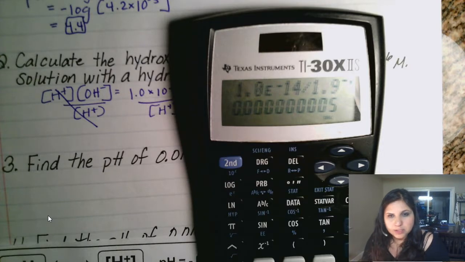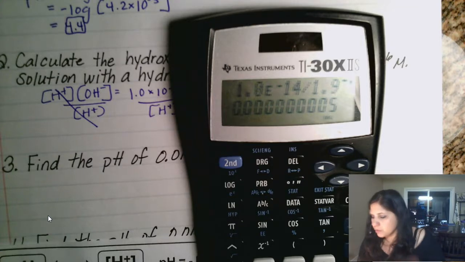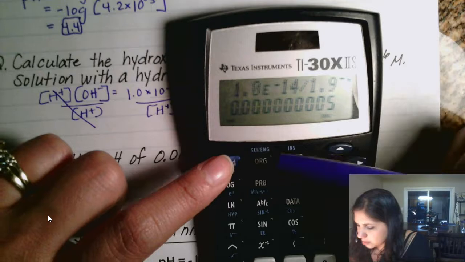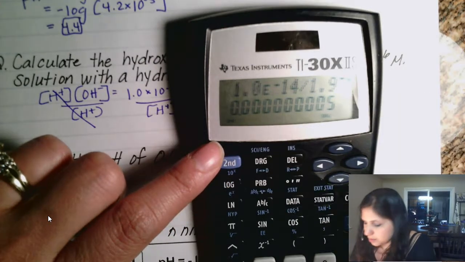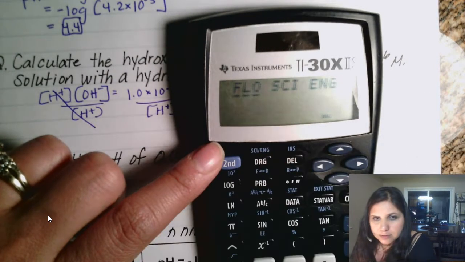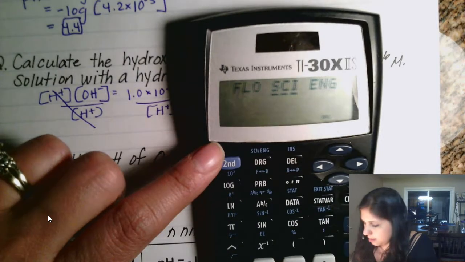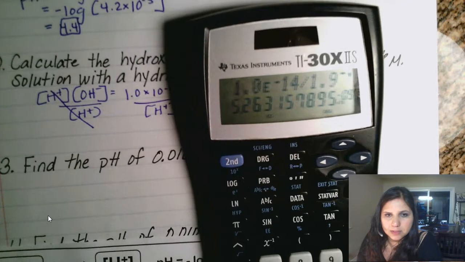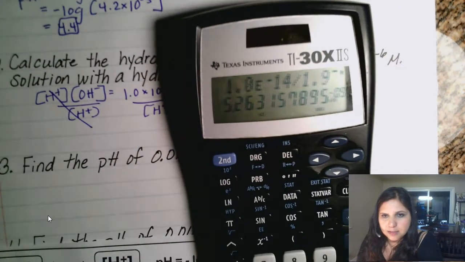is you actually tell your calculator, go ahead and put this into scientific notation for me. So to do that, you go second, and then above DRG is sci/engineering. So that's why I put second. Instead of flow, you put sci and hit enter. And so it says it's 5.26 times 10 to the negative 9.